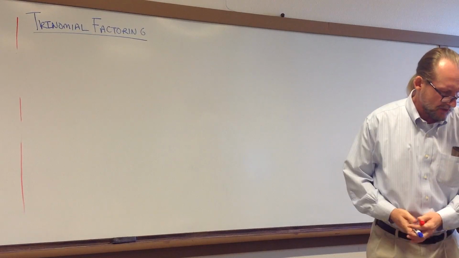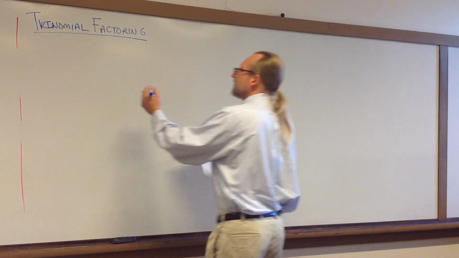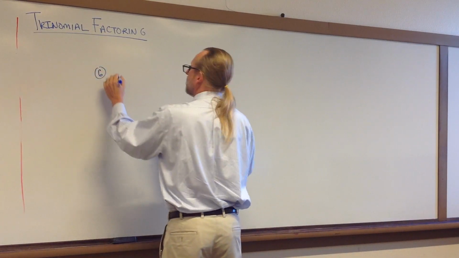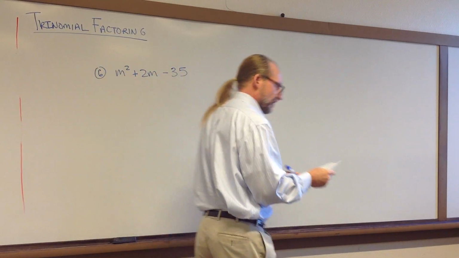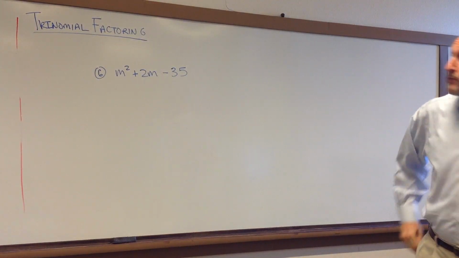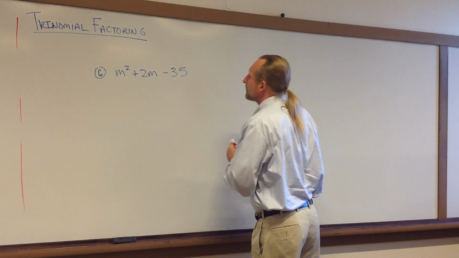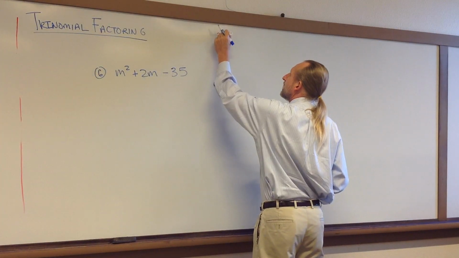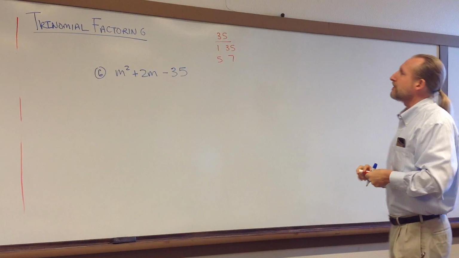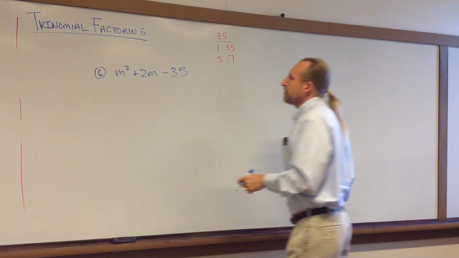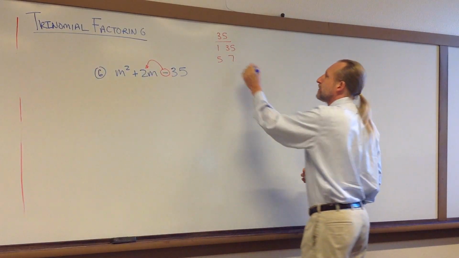Let's see here. So let's start out with number 6 on this first handout. We've got m squared plus 2m minus 35. Okay. So a minute ago I was saying that it's a good idea to start this problem by looking at the 35 because we want factors of 35, numbers that multiply to give us 35, and that's pretty much it. 1 times 35 or 5 times 7. And we want the factor pair that has a difference of 2.